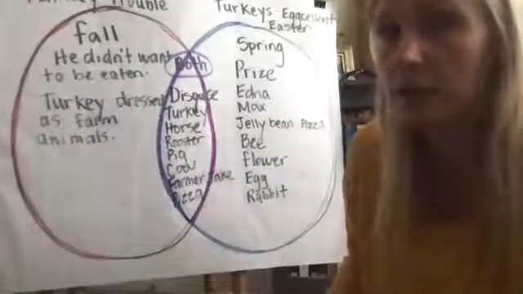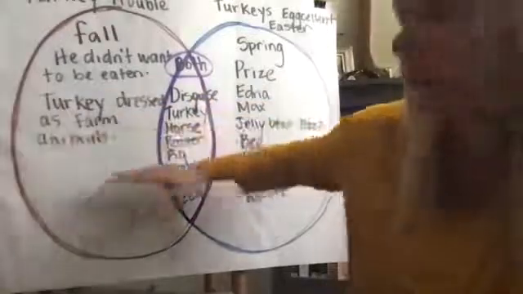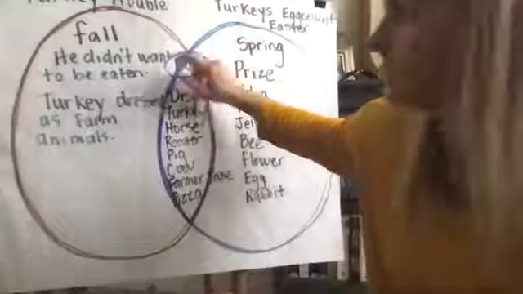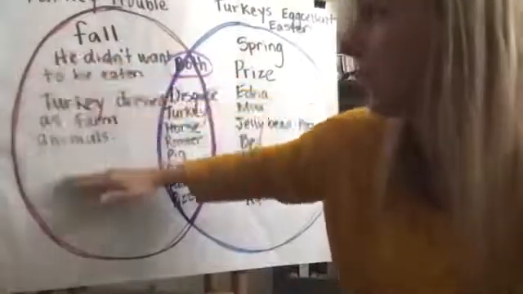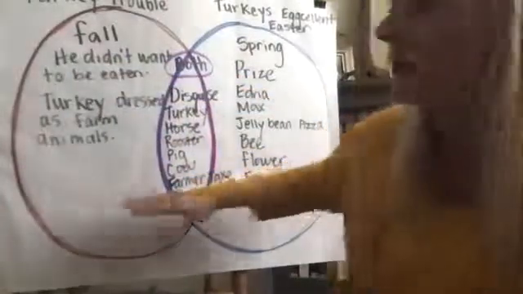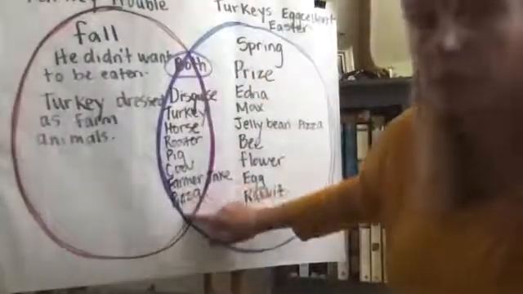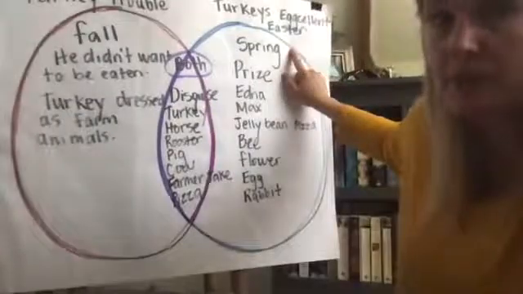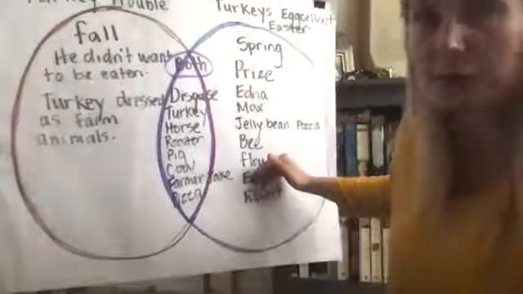My challenge, though, for you boys and girls is to do 3 things from each story and then 3 things that were in both stories. So if you are doing Turkey Trouble and Turkey's Excellent Easter, I want you to think of 3 things that happened in just Turkey Trouble. Then you're going to go back and you're going to think about 3 things that happened in both stories. And then you're going to think about 3 things that happened in just the story Turkey's Excellent Easter.